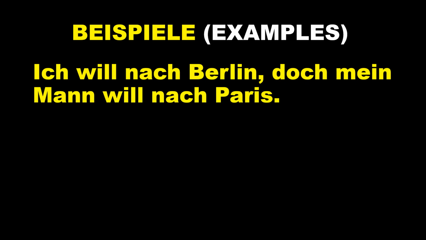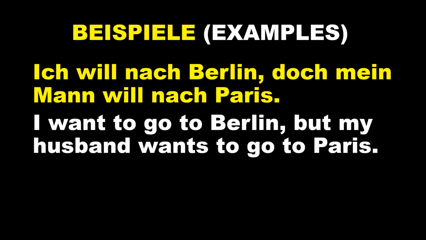Let's see a few more examples. Beispiele. Here you can see on the screen. Ich will nach Berlin. Doch mein Mann will nach Paris. Here you can see we have used modal verb here, will, but still we do not have the other verb. Why? Because it is understood. Ich will nach Berlin fahren. That is understood. That is why we have not written it over here. Let's see how to translate it. I want to go to Berlin, but my husband wants to go to Paris.